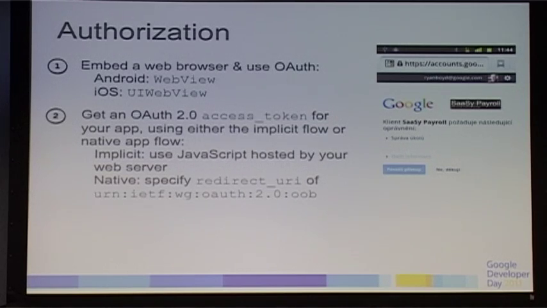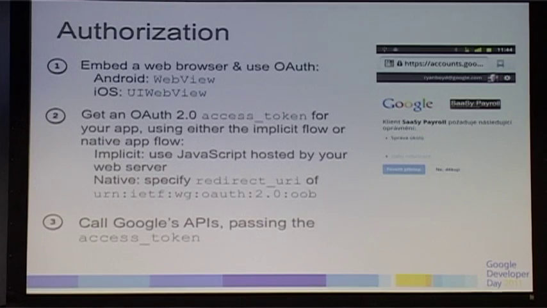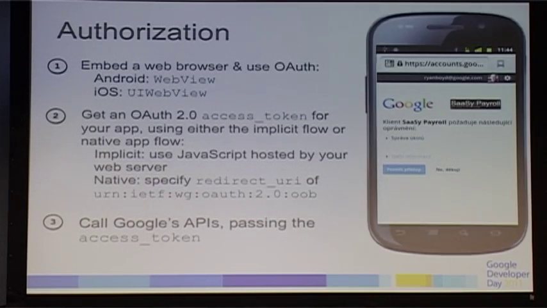The other way is using the native flow of OAuth, passing in a special value in this redirect URI, and then you can do this whole OAuth dance without actually having a web application. And then you just pass this access token in either the query parameter or in the authorization header to access APIs.